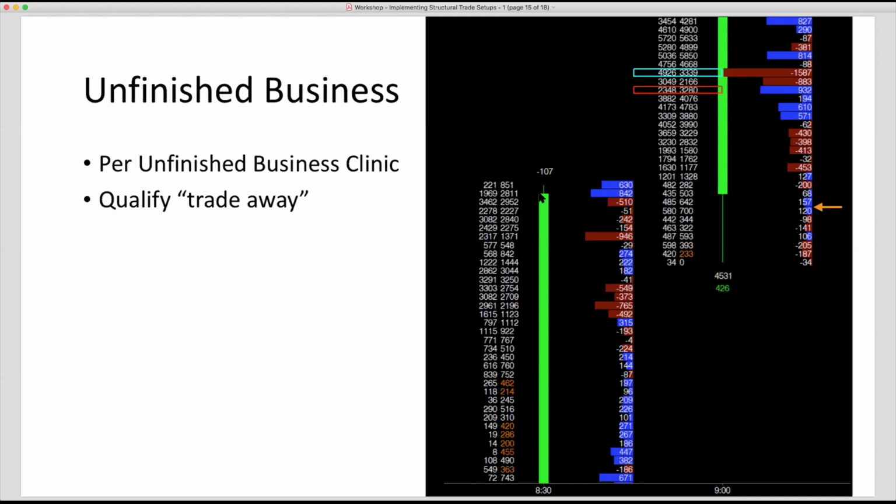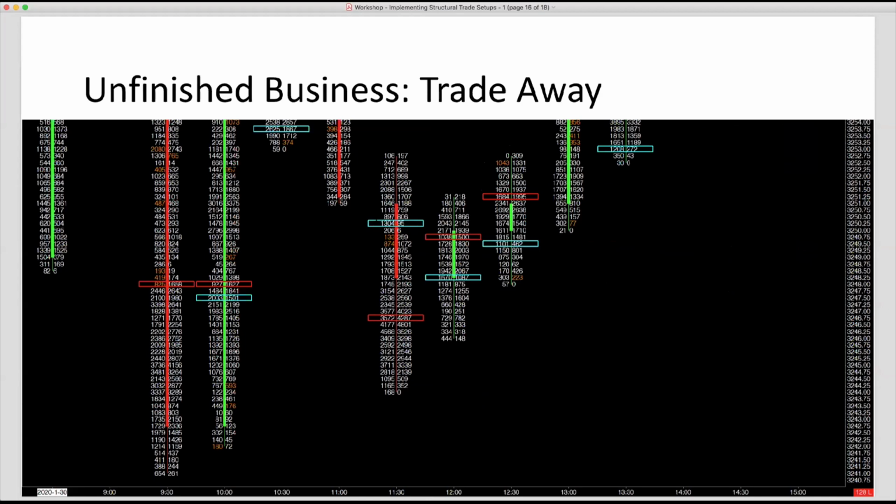So, unfinished business, two ways: Hoisin and Sweetentown. Two ways: we can have regular running out of aggressive traders, or trade away if we have massive absorption. Here's an example of trade away.